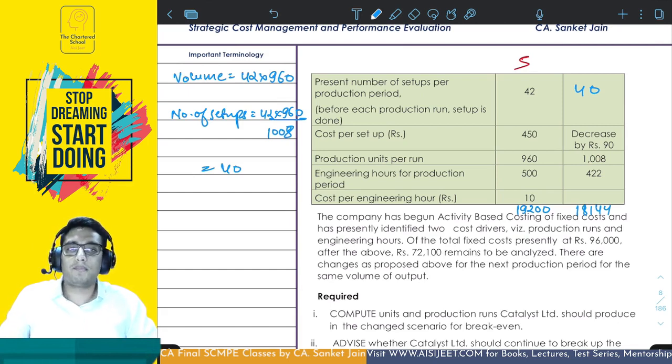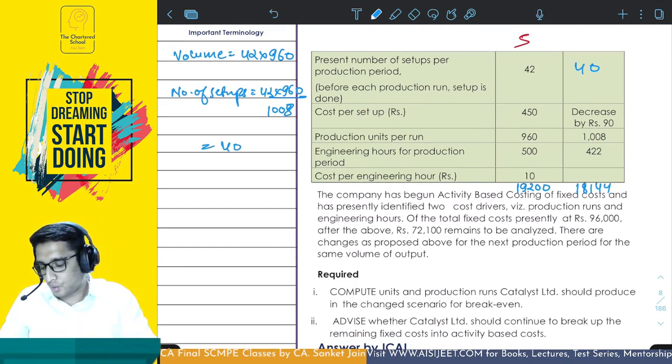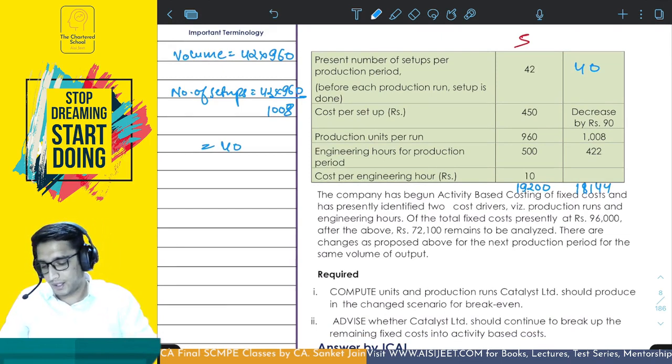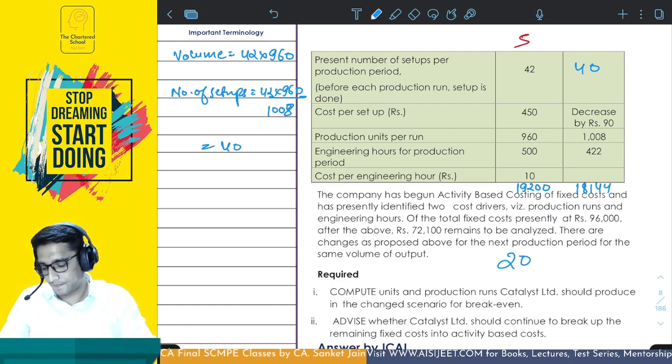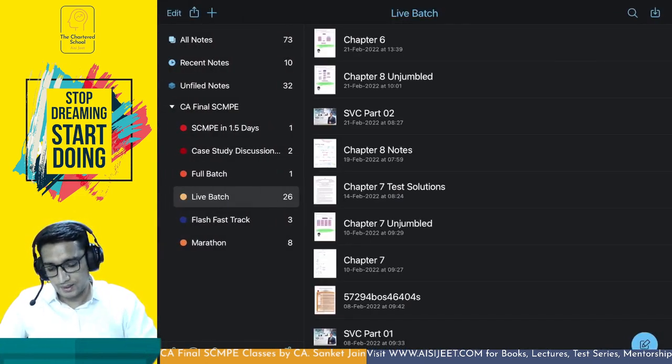If you also want to calculate the break even point in terms of batches, how many batches you have to produce, you can do it. 19,200 divided by how many units are you producing per batch? You are producing 960. So divided by 960, you get 20 batches. Okay, 20 batches. Similarly, the other side, 18,144 divided by 1008, you get 18 batches. You see, the break even point in terms of units and in terms of batches is to be calculated in this way. Alright, got it? Moving to the next type of question.